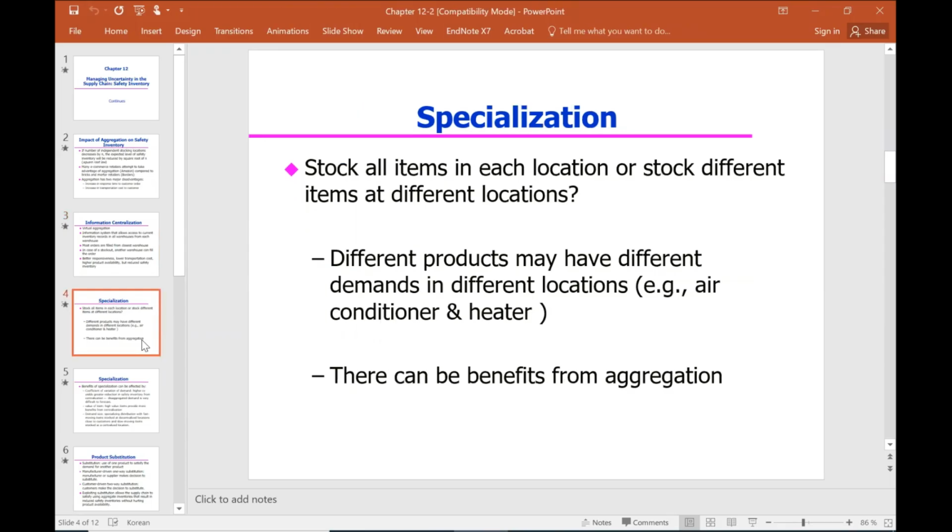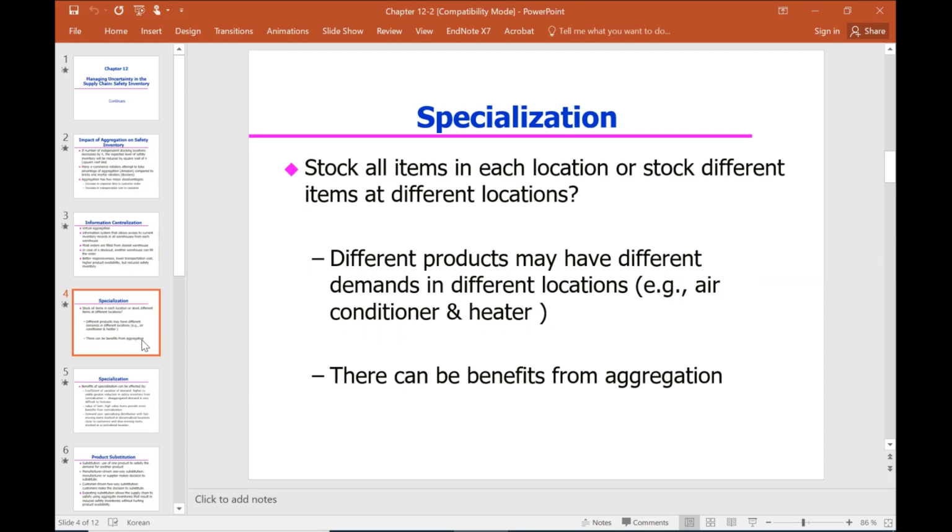Another idea to reduce the safety stock using aggregation is so-called specialization. What is specialization about? Again, the idea is very simple: you either store all the items in each location, or you have different items in different stores and warehouses. A good example is the air conditioner and the heater. Both are electronics, but the demands are quite sensitive to the weather condition, as you know.